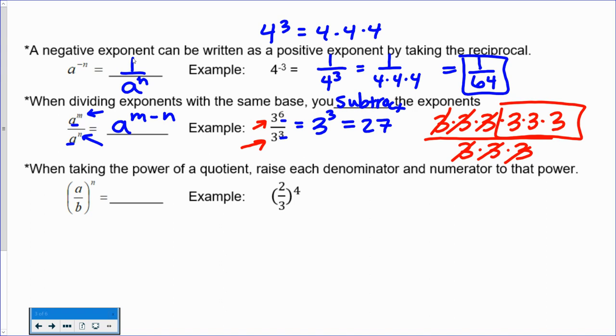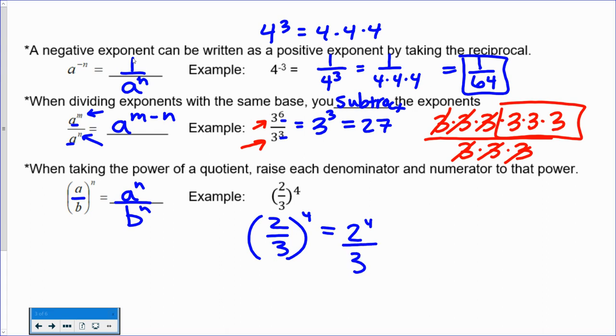Okay. Our last rule here, when I'm taking the power of a quotient, raise each denominator and numerator to that power. Okay, so a quotient would mean division. So a fraction is a quotient or a division problem. So I'm raising my numerator a to the nth power and my denominator b to the nth power. This problem is meant to look more like 2/3 to the 4th power. That's the best way I can make it look when I type it in Microsoft Word. But then I am raising 2, my numerator, to the 4th power, and 3, my denominator, to the 4th power. Okay, 2 to the 4th power would be 16, 3 to the 4th is 81.